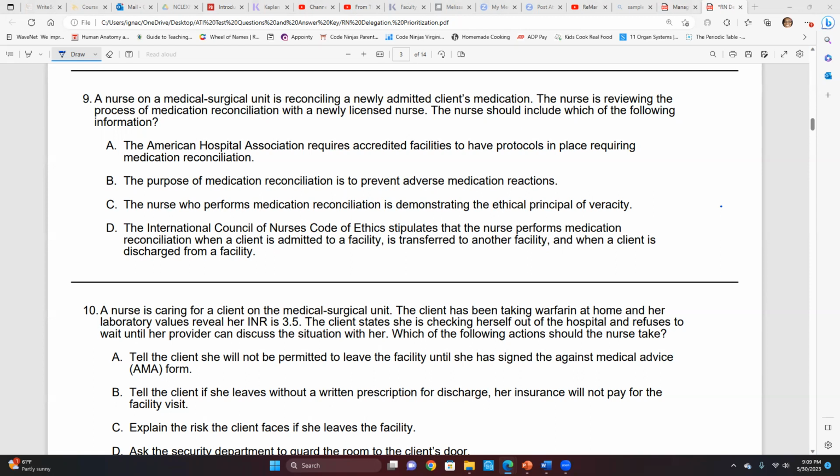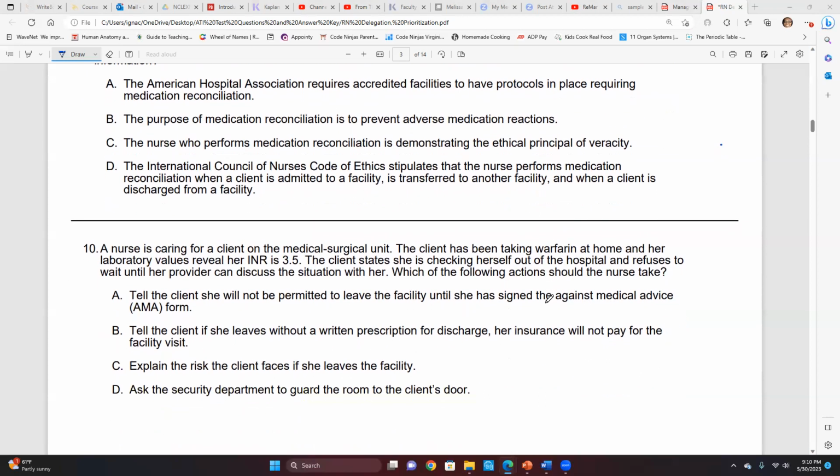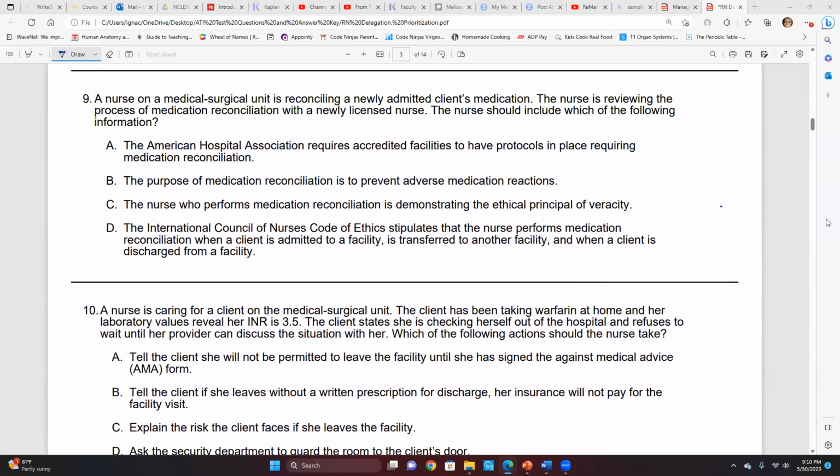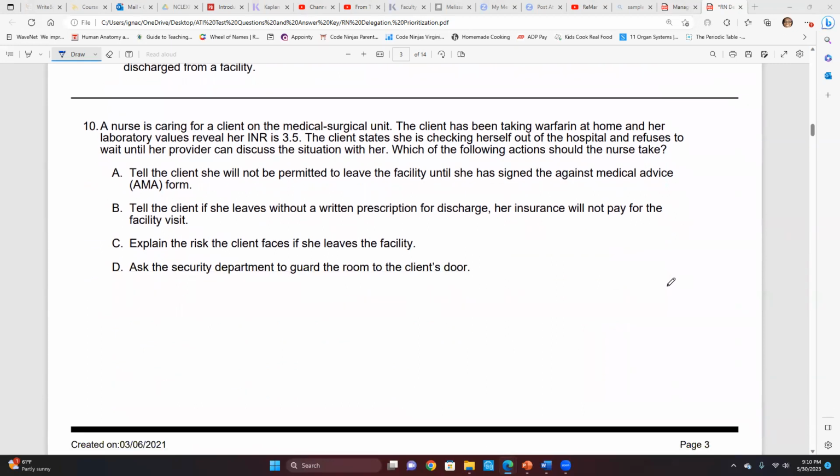Yes, that is correct, right? And the medication reconciliation is, what is the patient taking right now? And we want to make sure that we decrease the risk of interaction. So yes, that is excellent. Any questions on that one? No? Okay, awesome. Let's look at number 10, please.